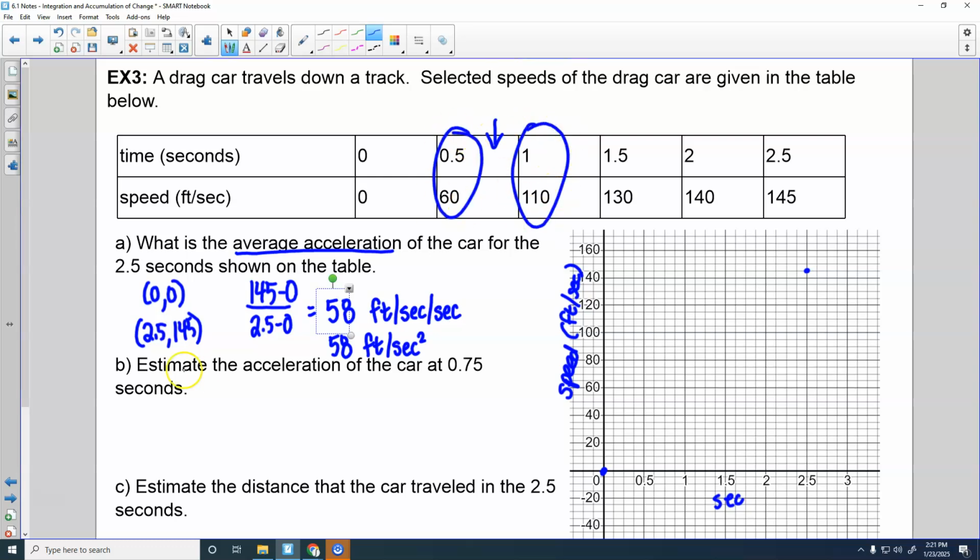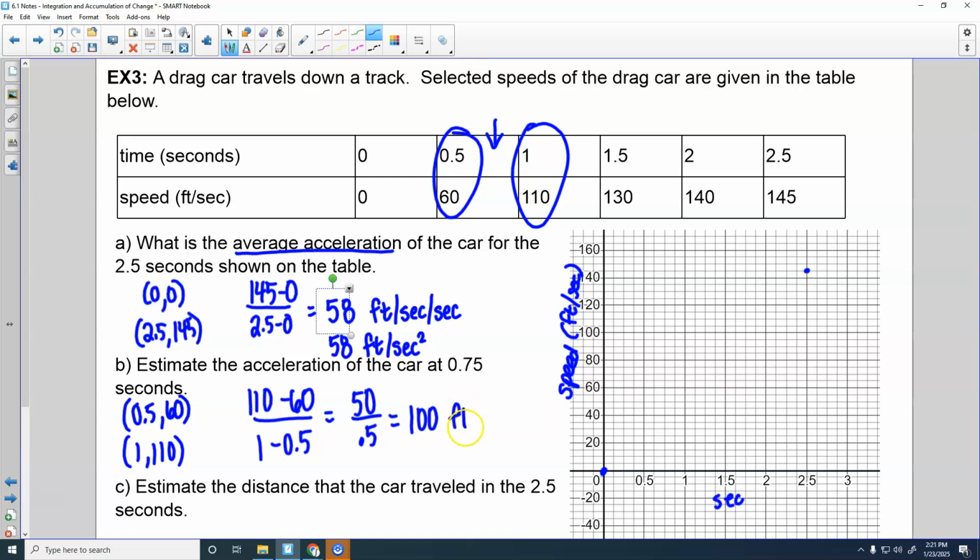So we got these 2 points right here. We got 0.5, 60, and we've got 1, 110. And we're just going to do the slope formula there. So we'll do 110 minus 60 over 1 minus 0.5. And that will give us 50 divided by 0.5, which will be 100 feet per second, or feet per second squared.